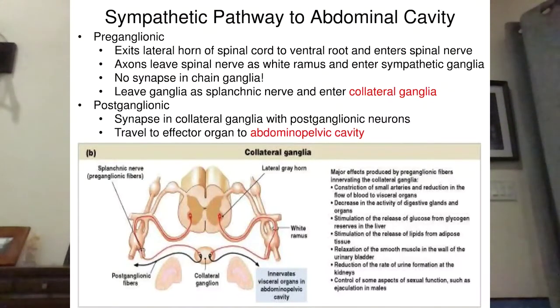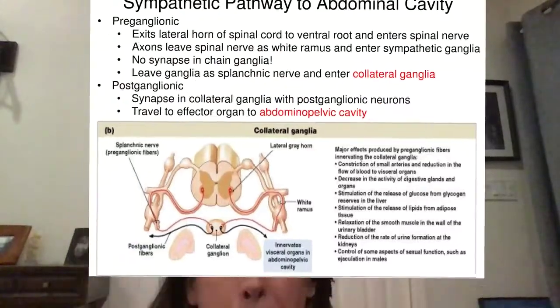Okay, so make sure you know that pathway to stimulate a sympathetic response in the abdominal cavity. And it's more proper to say the abdominal pelvic cavity because it could be down in the pelvic cavity as well. That's what I have written in red there. Okay, that's a sympathetic response, including the collateral ganglia now.